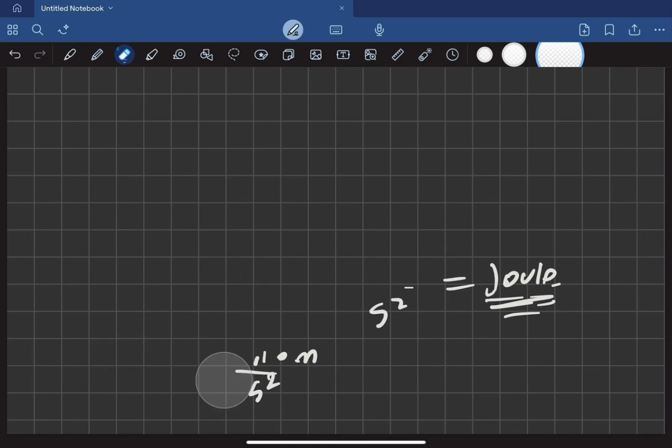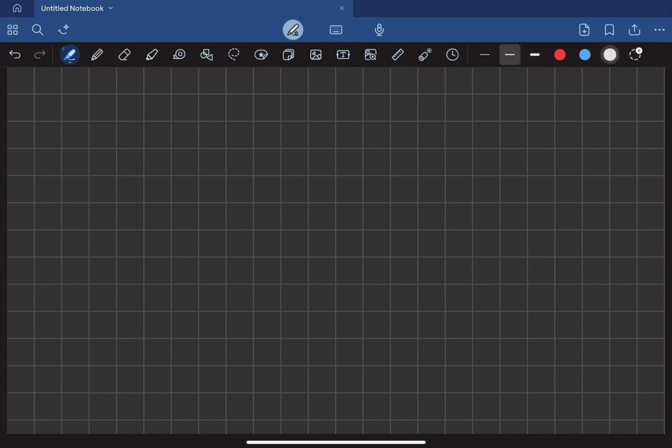So that's just a brief introduction to some of the units that you're going to be needing for chemistry. And as new units come up, we'll be discussing them thoroughly. This was just kind of an introduction.